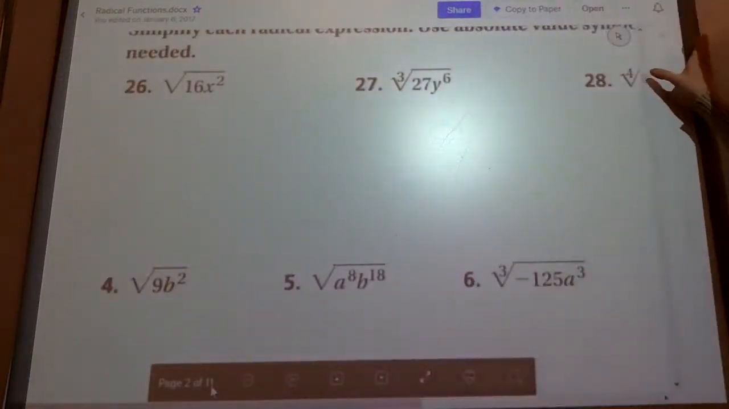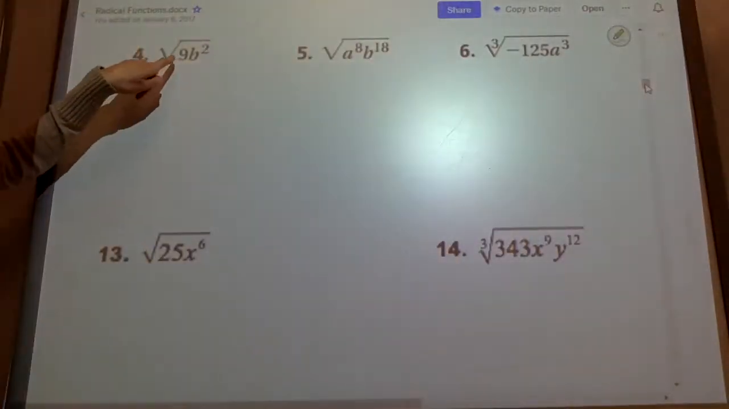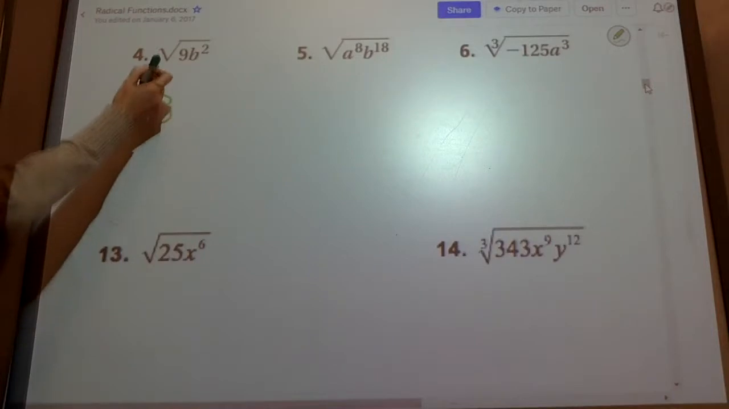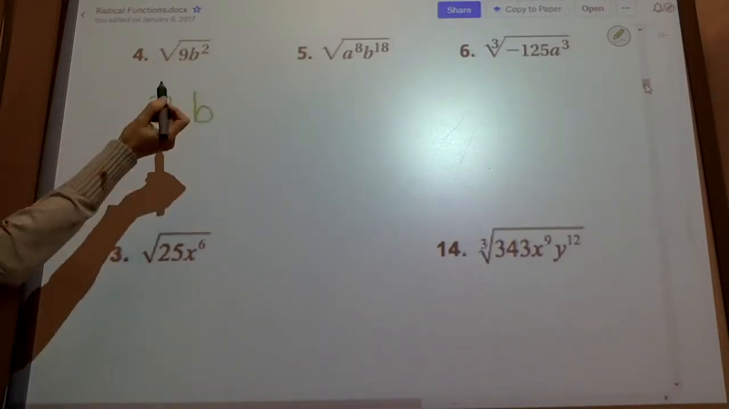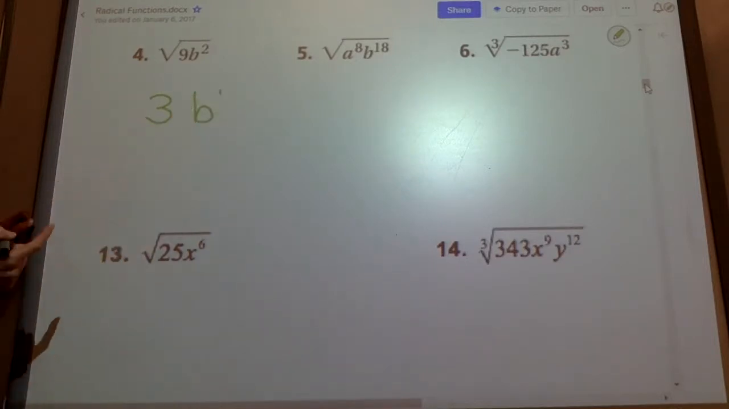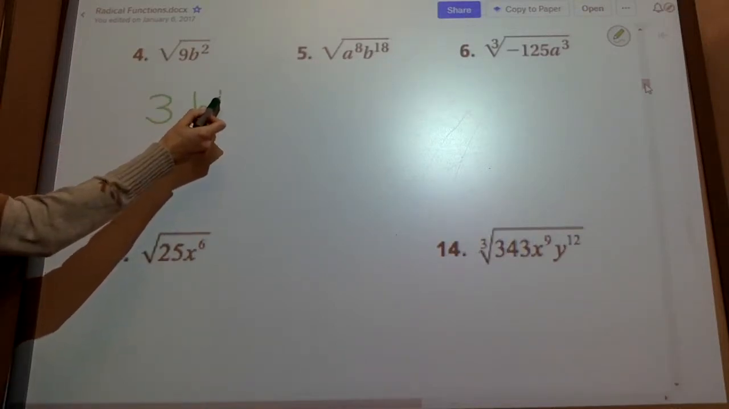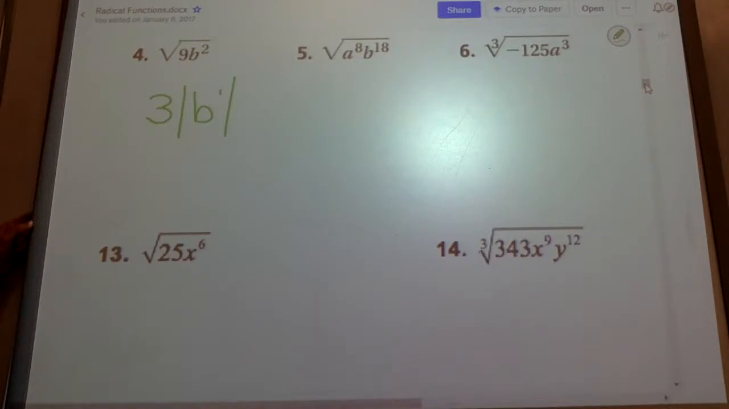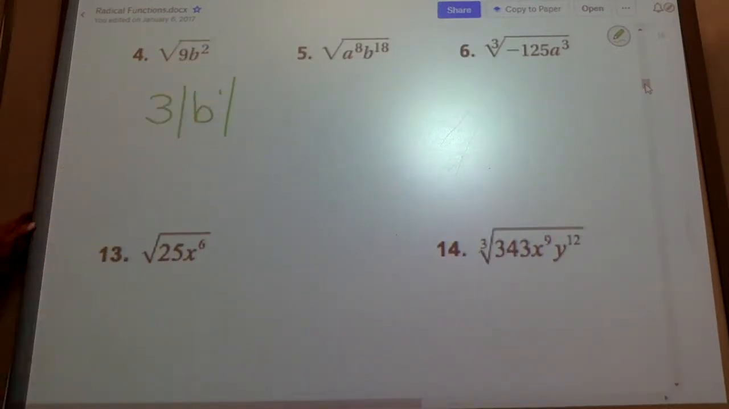Try another one. Okay, square root. If I'm doing the square root of 9b squared, what's the square root of 9? 3. How many groups of 2 go into 2? 1, so this is b to the 1. Now, this is an even index, it's square root, and this is an odd power, so I need absolute values, to say no matter what b is, that'll always be positive underneath there.